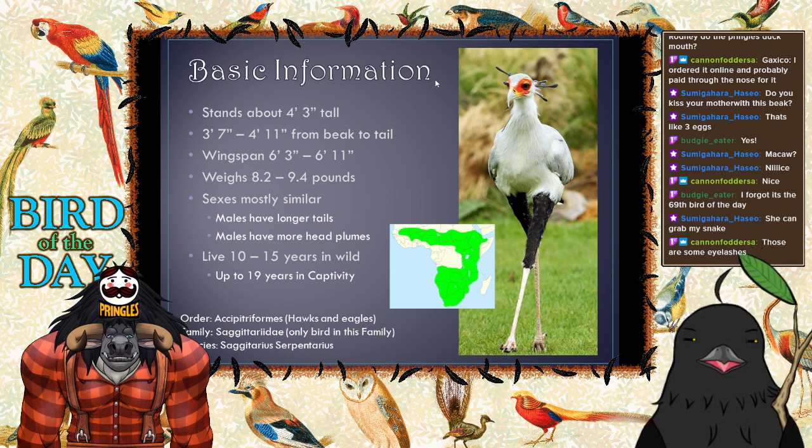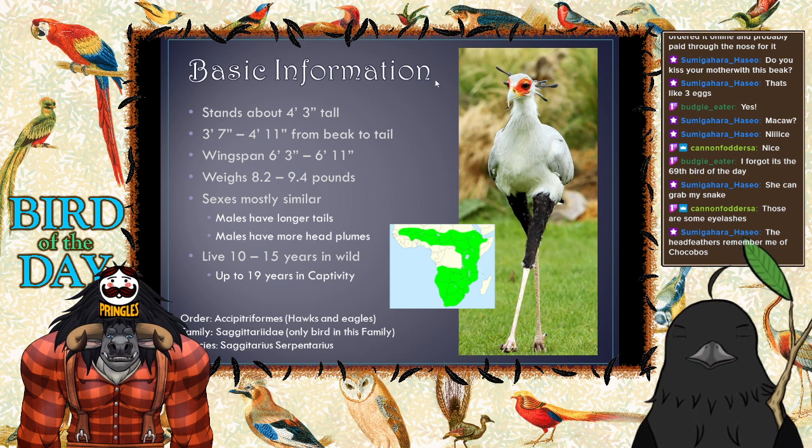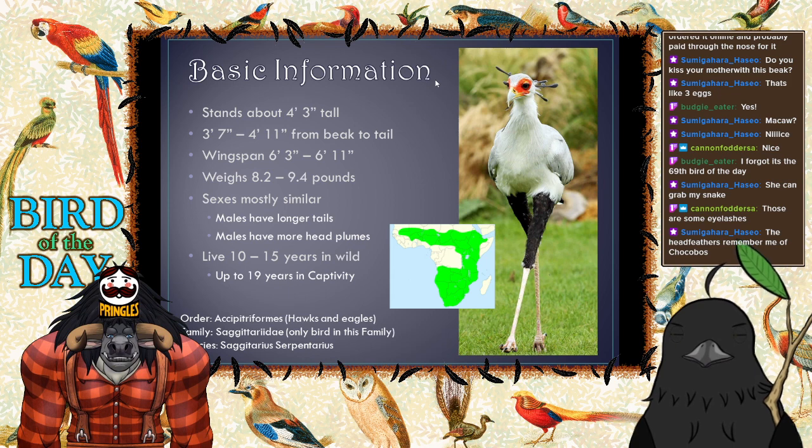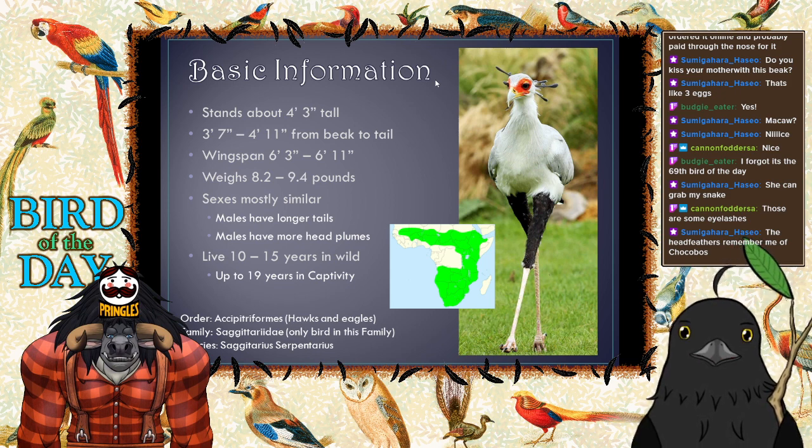So, we were talking about how they were a big bird. Usually when you're talking about the length of a bird, you're talking from the tip of the beak to the tip of the tail. For that, it's 3'7" to 4'11". It's pretty big. But from the top of their head down to the bottom of their feet when they're standing straight up, they're 4'3" tall. That is huge.